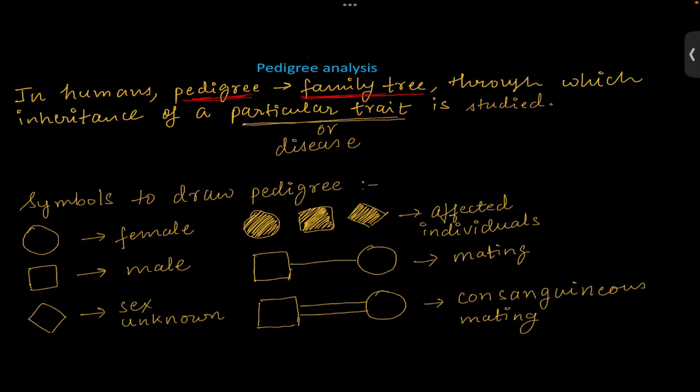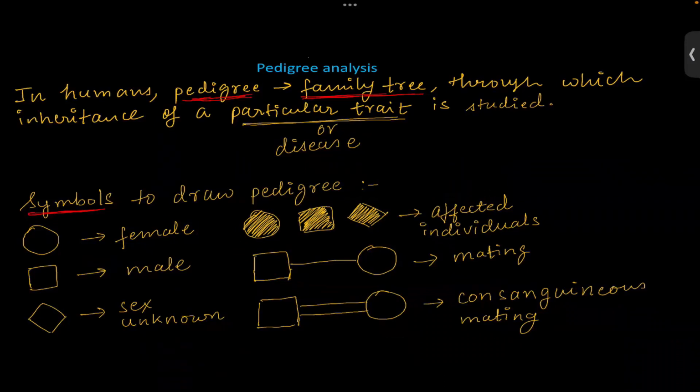For pedigree analysis, people use certain types of symbols, and here are the symbols given. A circle represents a female, and a square represents a male individual. If we use a diamond shape, it represents an individual whose sex is unknown, often an unborn child or a child who died due to miscarriage. So for those people whose gender we couldn't know, the diamond symbol is used.